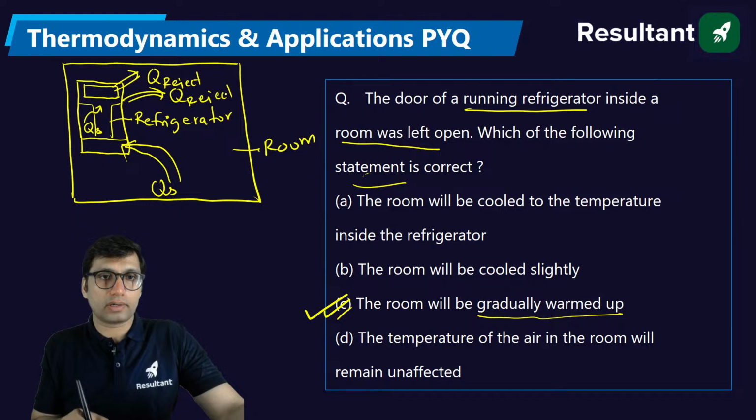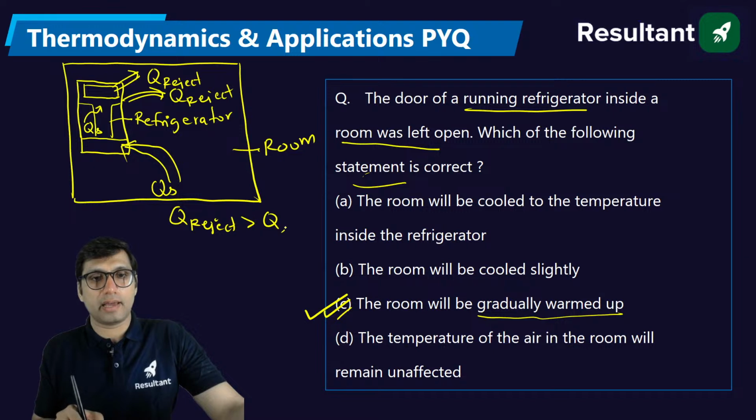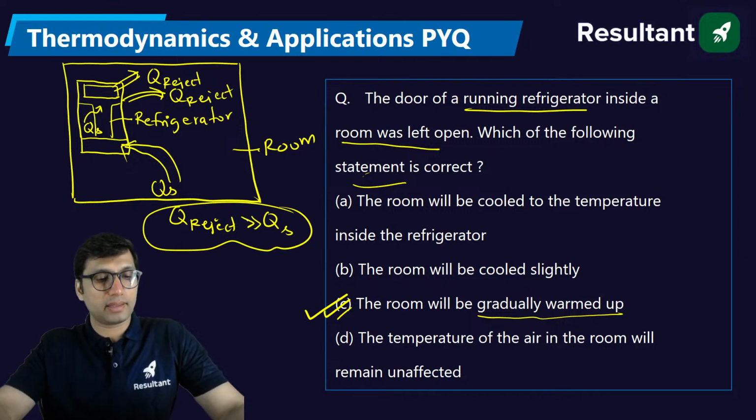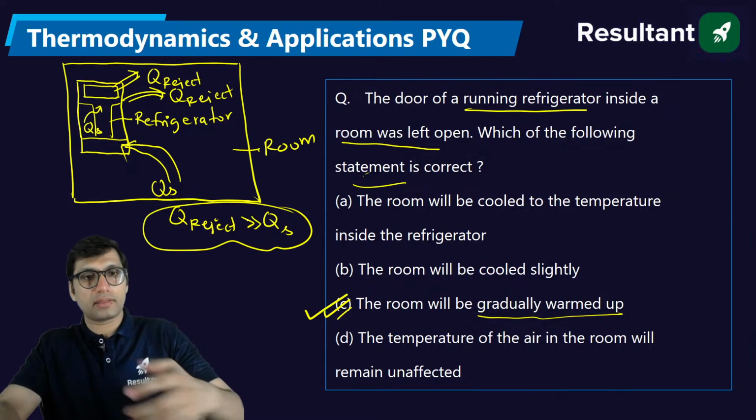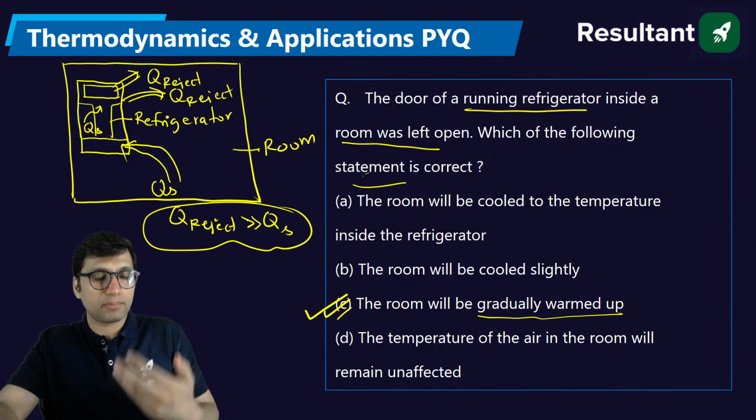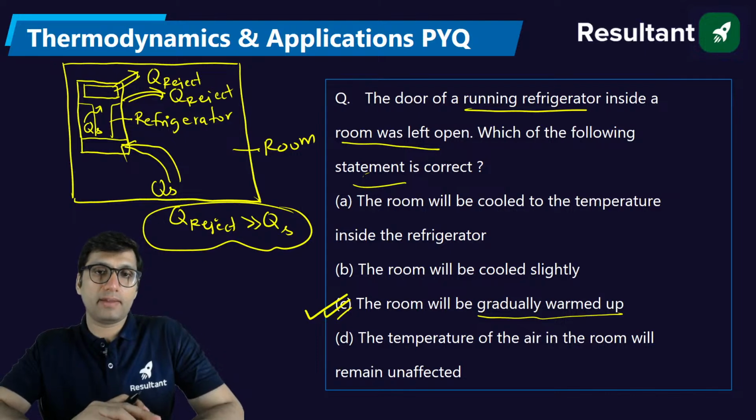Is it clear or not? And my dear students, if you remember the concept of a refrigerator, in case of a refrigerator, the heat rejected is always more than the heat absorbed. It is because the heat rejected is more than the heat supplied. Because it is taking more heat, it will reject more heat. So the room will ultimately get warmer. Okay.